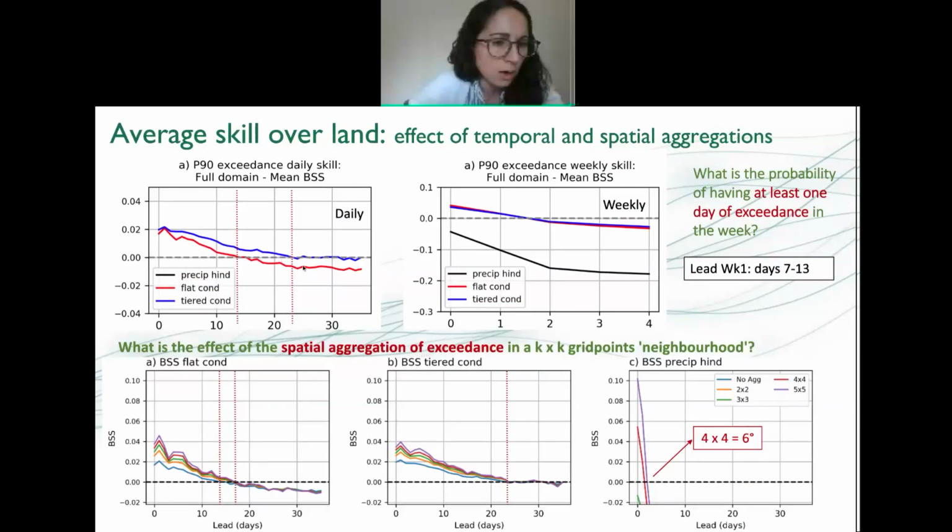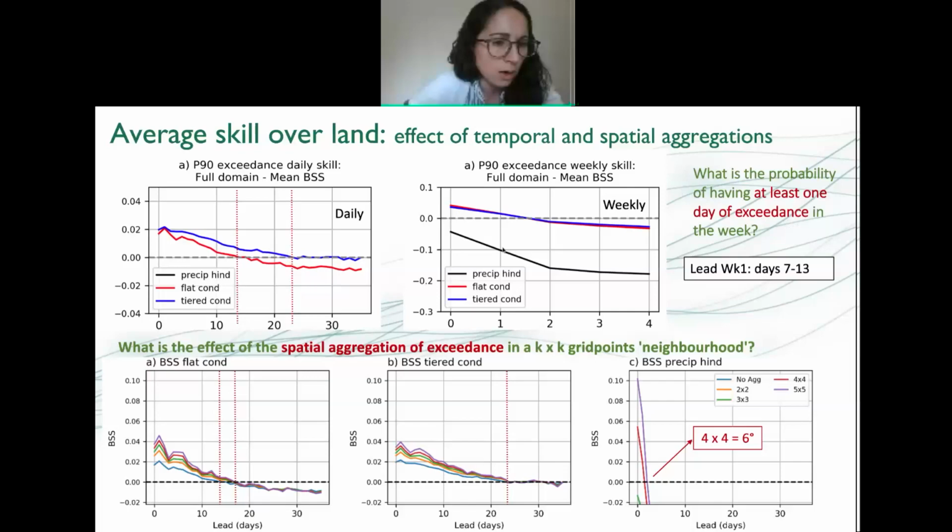But the project is still ongoing, and it is now building on the work of Sam Ferret. She's been focusing on the effects of temporal and spatial aggregation of these predictions. So we consider two cases, and on the right here we are asking what is the probability of having at least one day of exceedance in the week, which can be very interesting in terms of impacts, right? So knowing that at least we have the probability of having one event, regardless of knowing where it is.